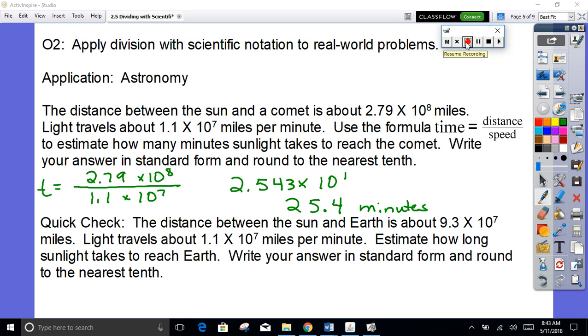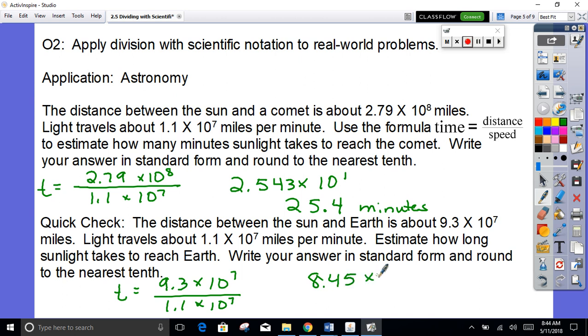Elena. So first I did D equals 9.3 times 10 to the 7th divided by 1.1 times 10 to the 7th. Okay, good. And I got 8.45 times 10 to the 0. Good. So what would that be in standard form rounded to the nearest 10?